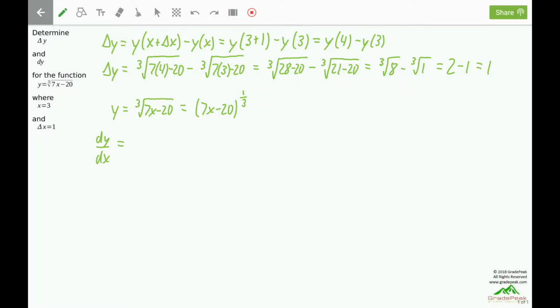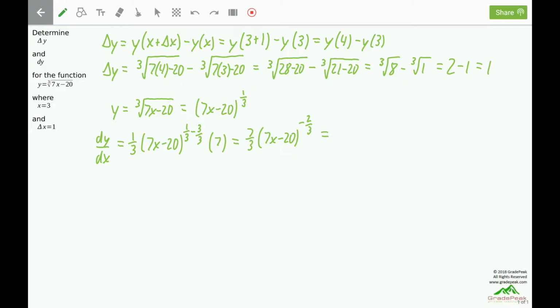So dy dx will equal the power rule: bring the power down, 1/3, leave the inside alone. Subtract 1 from the power, I will call that 3/3. And then multiply by the derivative of the inside to complete the chain rule. The derivative of 7x is 7, the derivative of negative 20 is 0. The 7 can move out front to multiply with the 1/3, giving 7/3. And then 7x minus 20 to the 1 minus 3, negative 2/3 power.